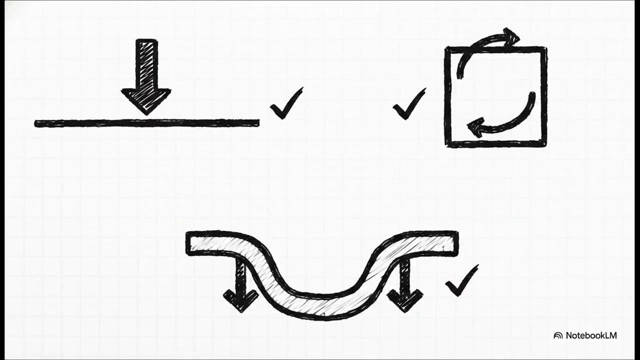Now, before we start calculating stresses, we have to establish the rules of the road. Master these sign conventions because they dictate everything we're about to do. First, downward vertical loads are considered positive. Second, bending moments that make the beam concave on top, which we casually call sagging bending moments, are positive. And finally, shearing forces that tend to rotate an element clockwise are positive. Memorize these, because they'll keep your math honest.